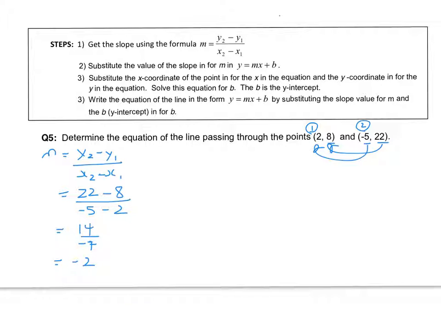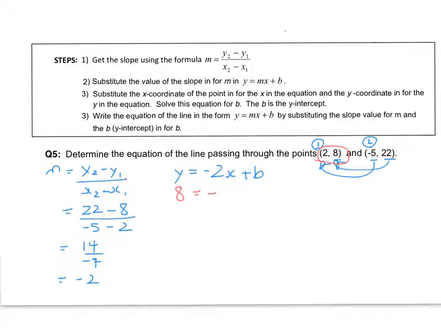And then we substitute that value in y equals mx plus b. So where the m is, that gets replaced with negative 2. And then we pick one of our 2 points to work with to sub into the equation for x and y. So I'm going to pick the (2, 8) because it's smaller and I don't have to worry about the negatives like I do with the other point. The 8 goes in for the y. And the 2 goes in where the x is.